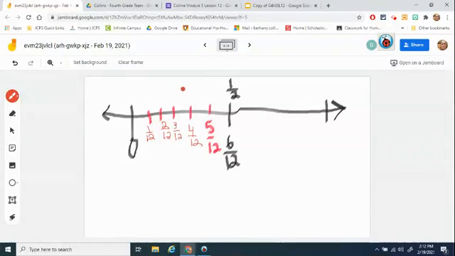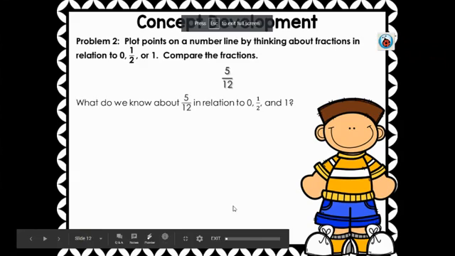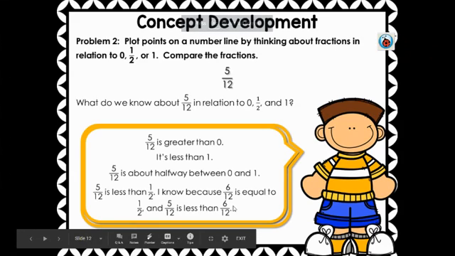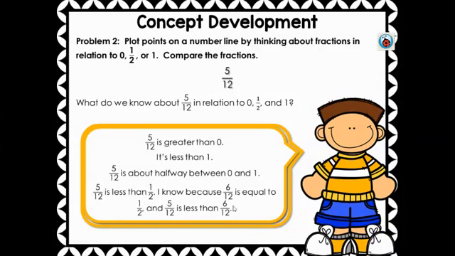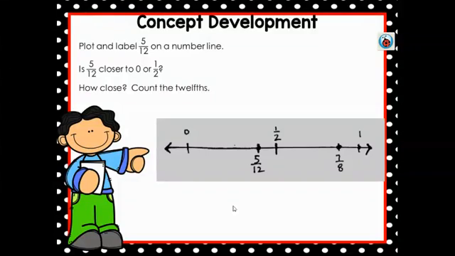All right, let's look at this. So 5/12 is greater than 0, but it's less than 1. 5/12 is almost halfway, but it's a little less than halfway because 6/12 would be half. So 5/12 is going to be less than 6/12. 5/12 on a number line, we just did that. It's going to be a little before 1/2.